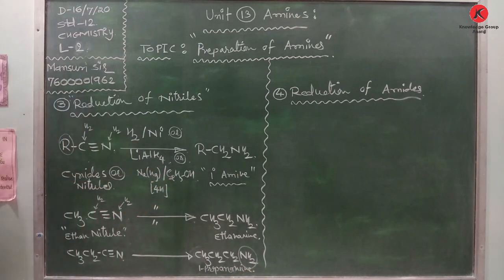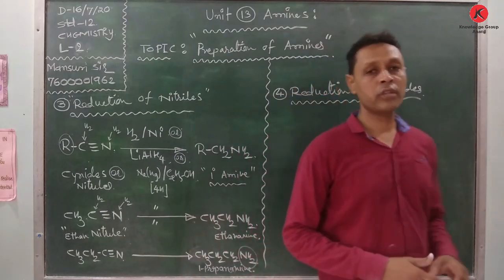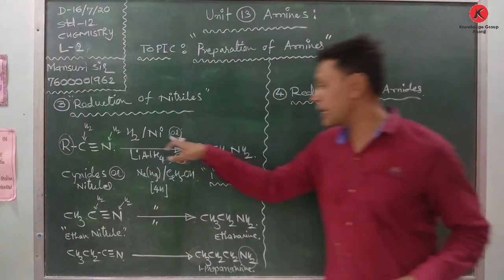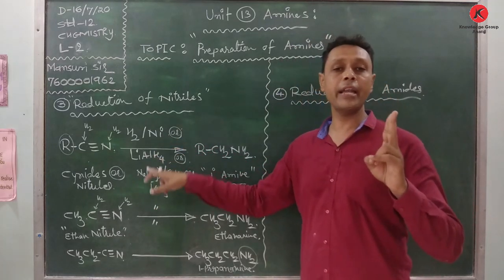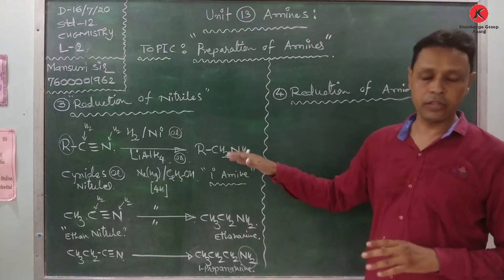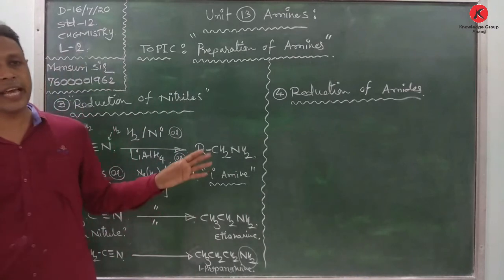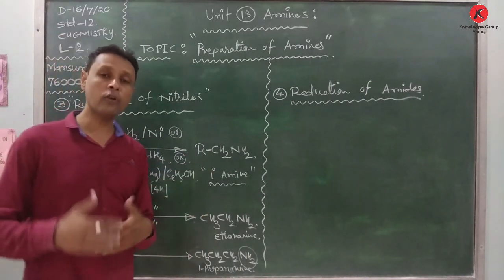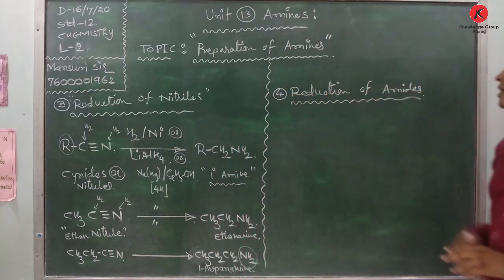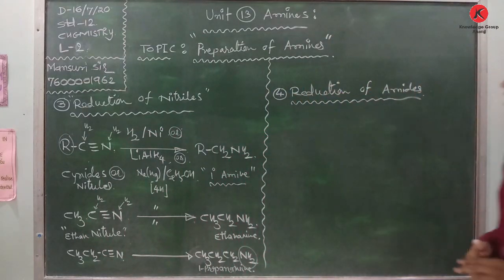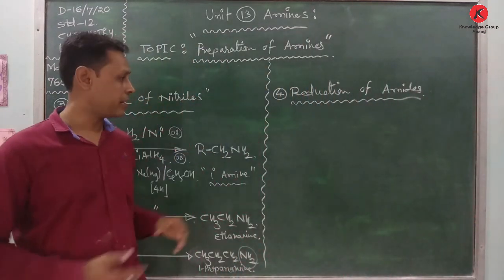1-propanamine. So we can say that when cyanide or nitrile compounds get reduced by catalytic reduction, or by lithium aluminum hydride, or by Na amalgam and ethanol, then a primary amine is obtained. So this reaction is carried out for making primary amines. Now friends, we are going to discuss reduction of amides. By reduction of an amide compound, we can also obtain a primary amine.